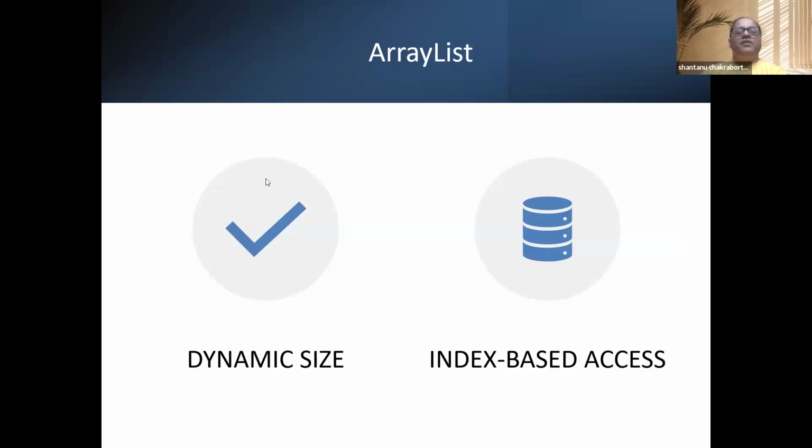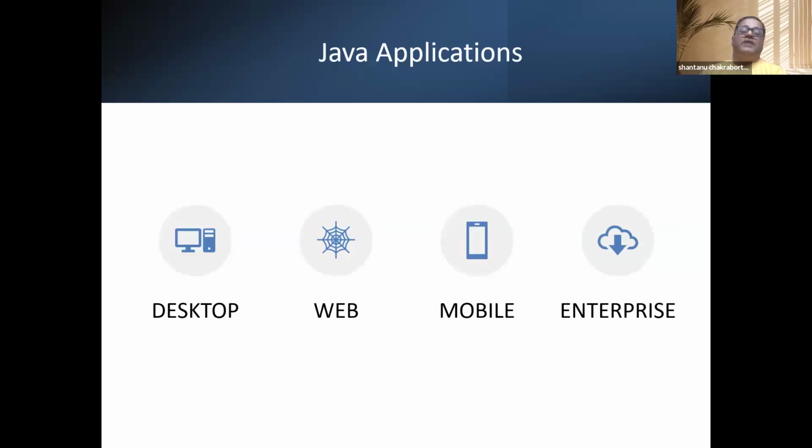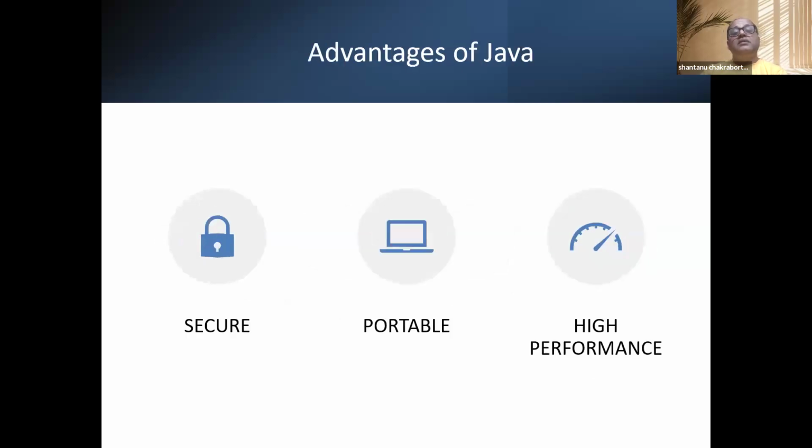So we have different types of arrays and lists in Java that we can use. And we do have key-value pairs and faster retrieval that it supports. These are various applications of Java in desktop, web, mobile, and enterprise applications. And these are the advantages of Java programming. It's very secure, portable. It supports very high performance coding.